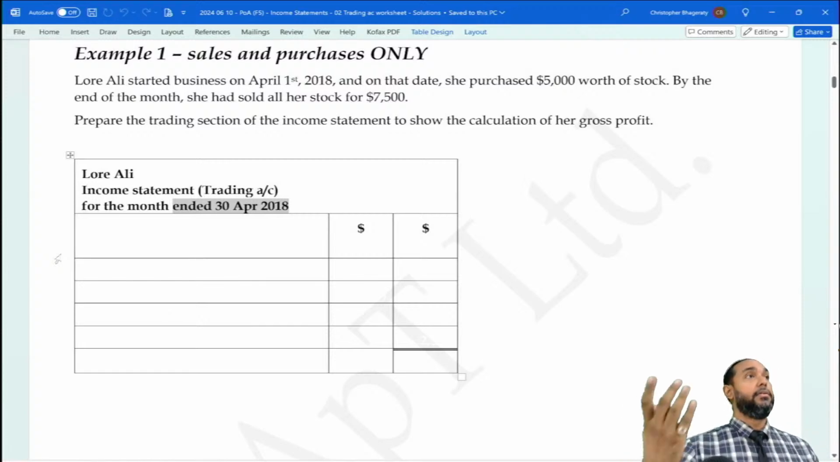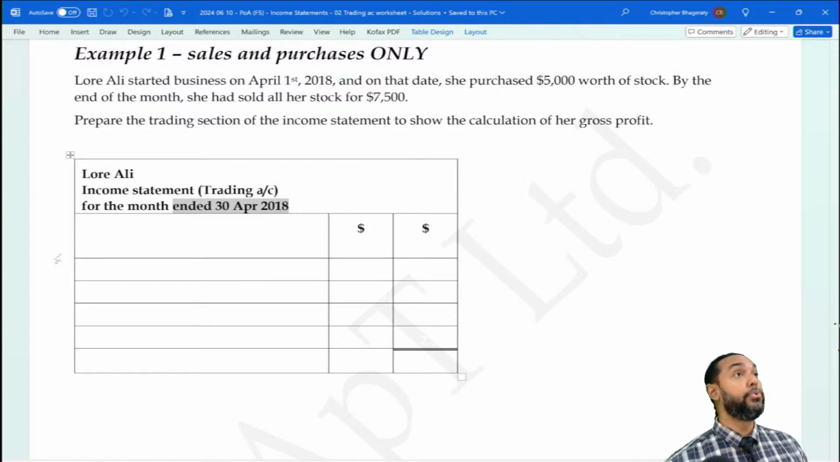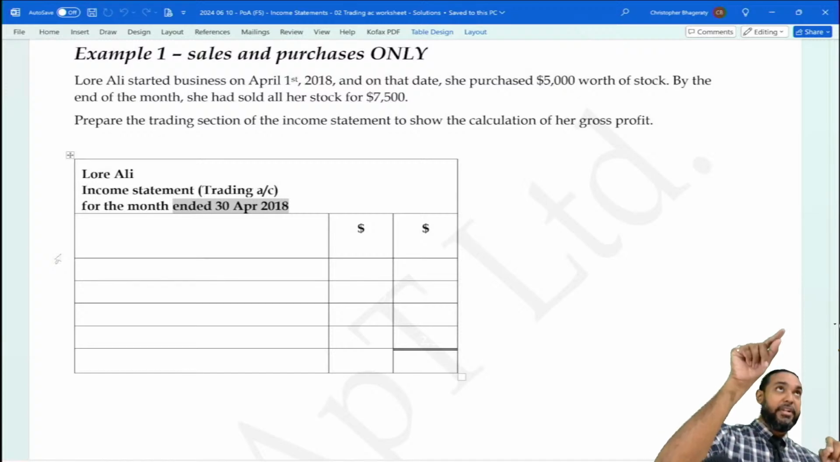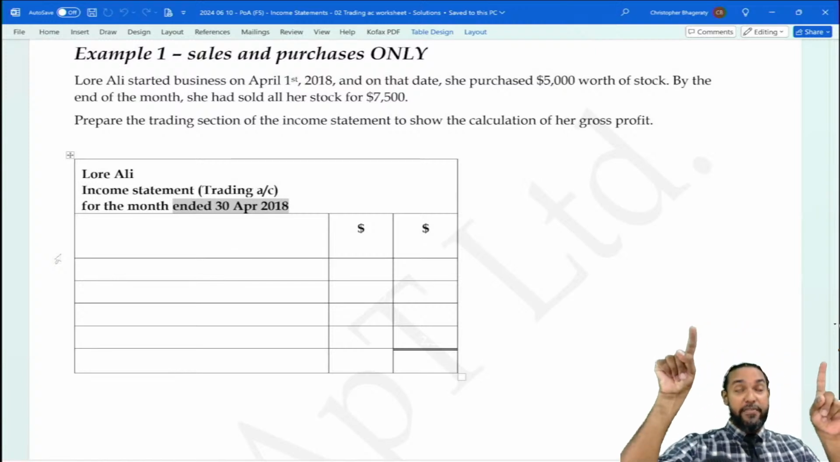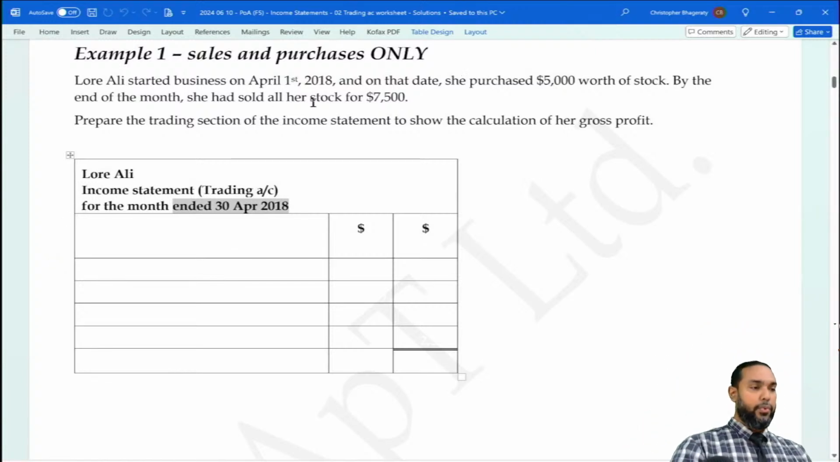Now, how do we present the information? What are we trying to present? Profit. What are the two components of profit? Revenue earned and expenditure incurred, specifically the expenditure incurred in creating the revenue. So the revenue that we earned when we sold the stock was $7,500. The purchase of the stock is an expense. You spend money to buy stock. Agreed?